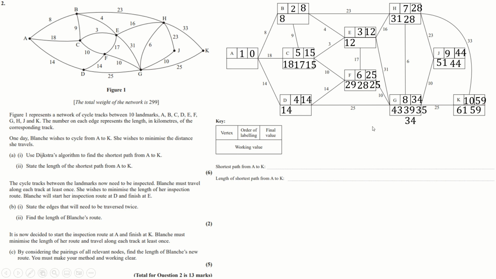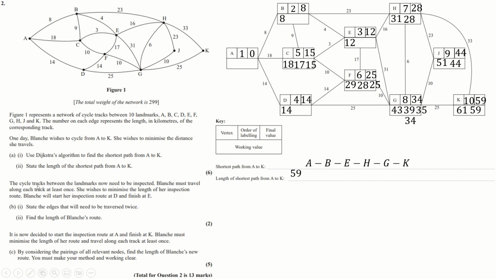And so the shortest path, we need to get to K, so how do we do that? I think it was A, B, E, and then I think we went H, G, K, I think was the route. Yeah, it looks like it. And the shortest path was 59.